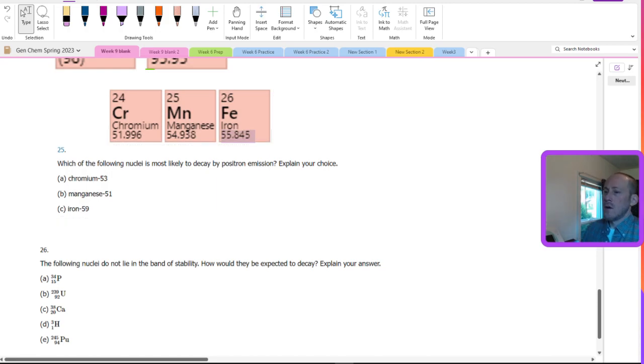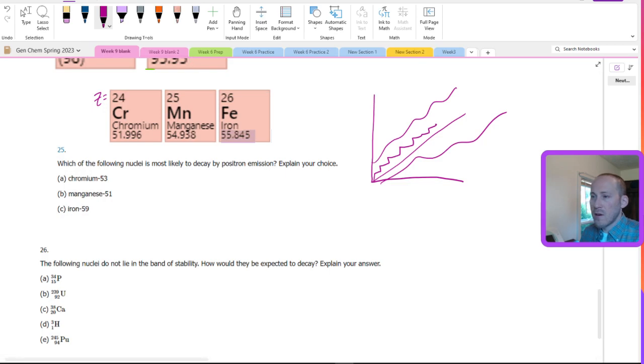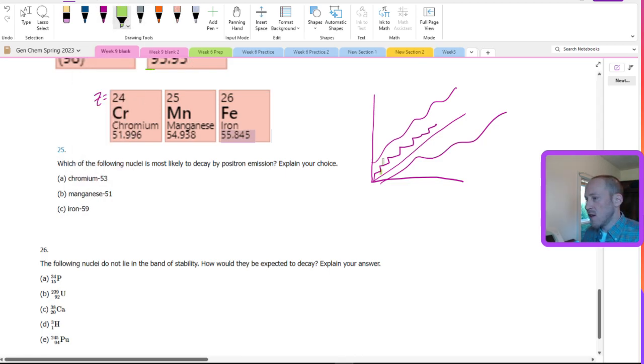So first off, let's note that our number of protons, Z, for all of these is 24, 25, and 26. I think what we're basically thinking here is that we're going to look at that band of stability, with the little green vibe going on, and see who could get into the best spot on that by positron emission. So that's a crucial part of this question.